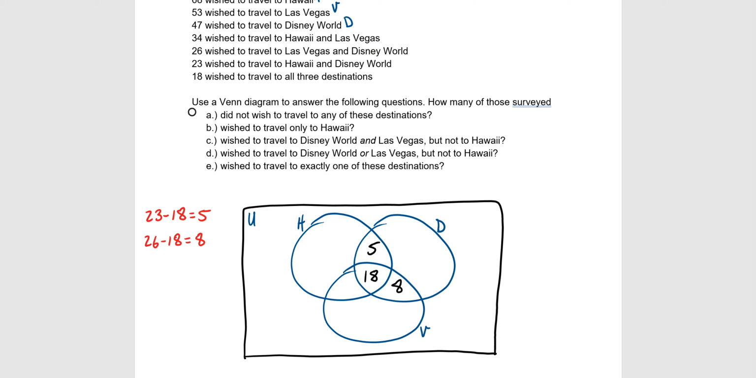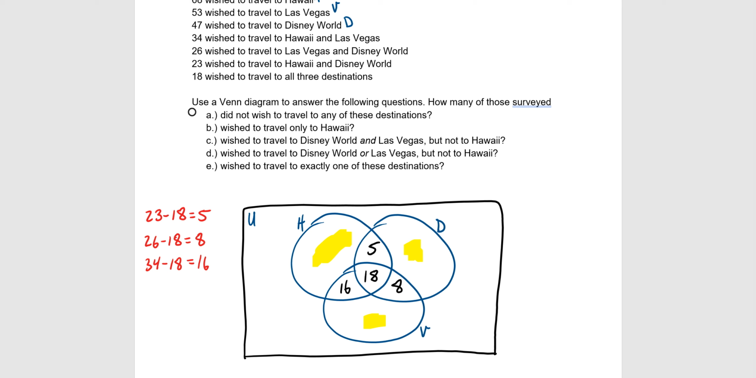And for the next one, 34 to Hawaii and Vegas. So that's going to be this portion right here, Hawaii and Vegas. 34 needs to fit in there. We already have 18. So 34 minus 18 is going to give us a 16. So that means 16 people wanted to go to Vegas and Hawaii, but not Disney. Okay, so now we finished that.